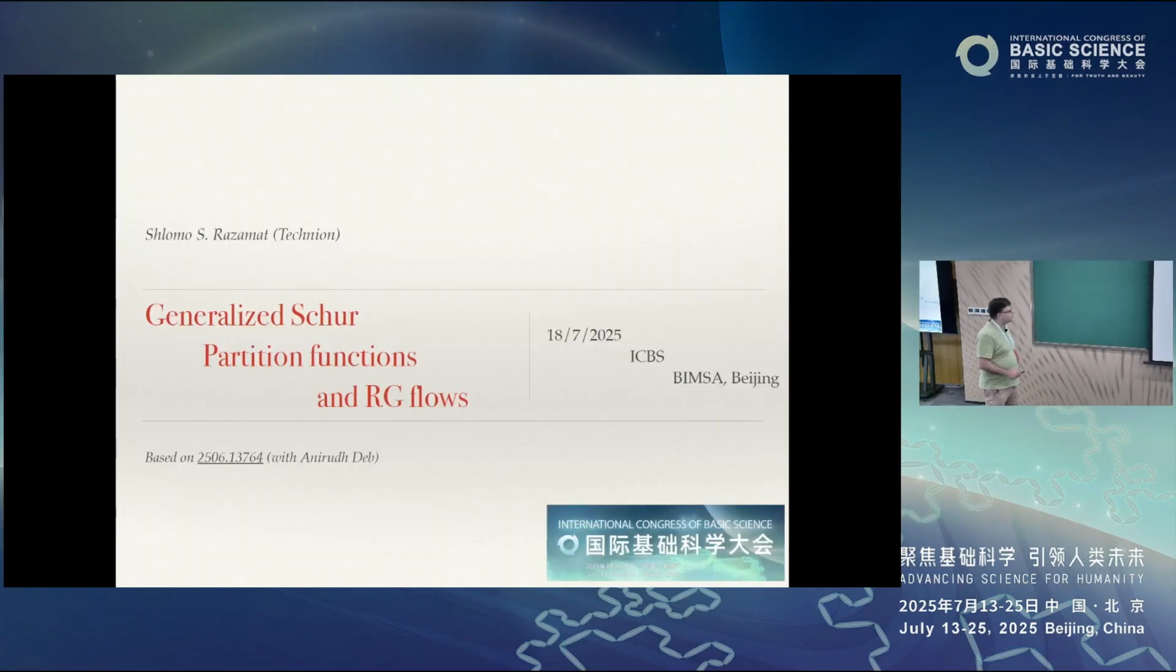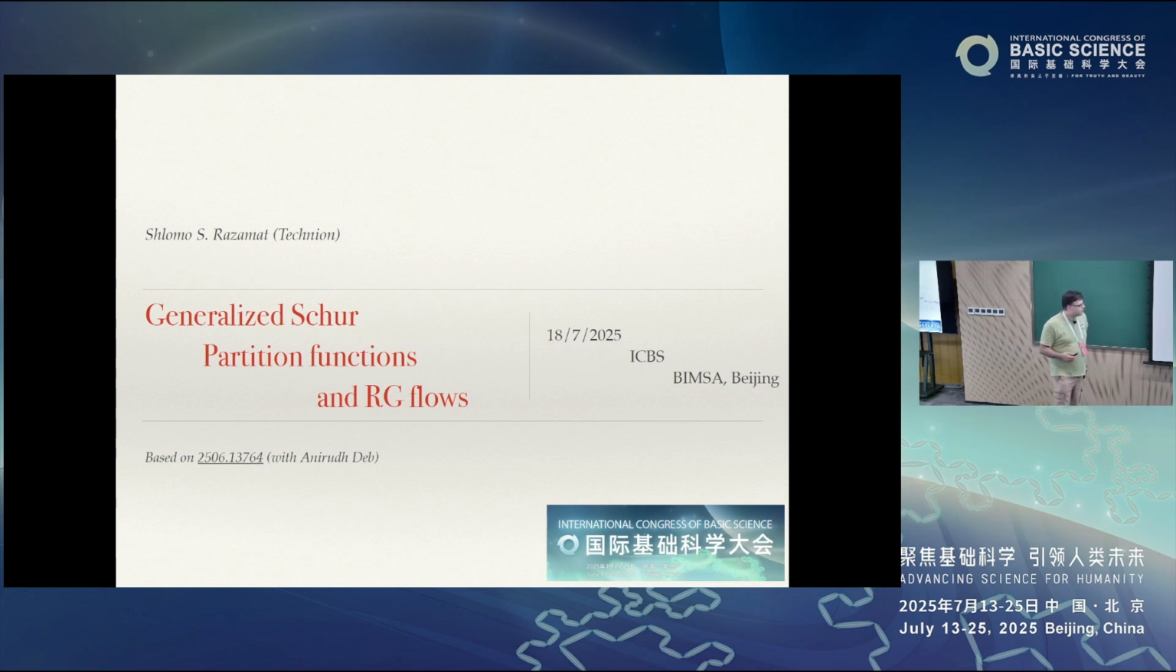We'll be talking about the generalized Schur partition functions and RG flows, and this is work done with Anirudh Deb, who is a student in Stony Brook. This project started when I visited Stony Brook several months ago, and we discussed a very simple puzzle, which is well known in the community for the last 10 years.